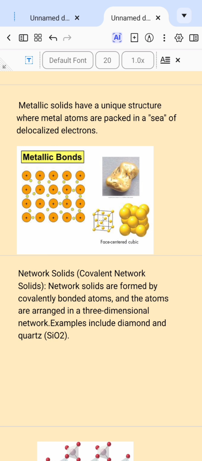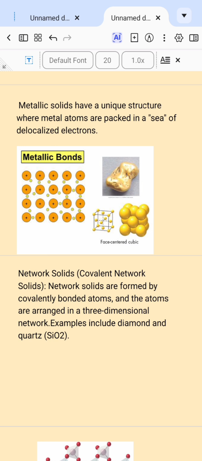Another example is metallic bonding. Metallic solids have a regular structure where metal ions are packed in a sea of delocalized electrons. So there is an attraction between the positive ions of the metal itself and the free valence electrons. The electrons are negative, and we can see the structure. It forms a rigid structure, and this is responsible for the hardness of metals. So in a nutshell, crystalline solids have well-arranged particles forming a crystal.